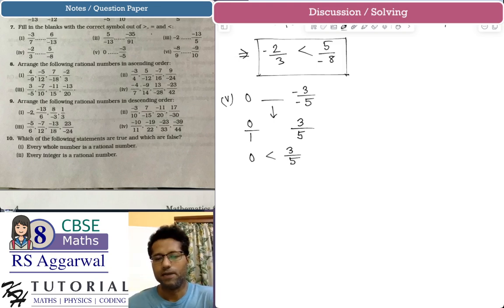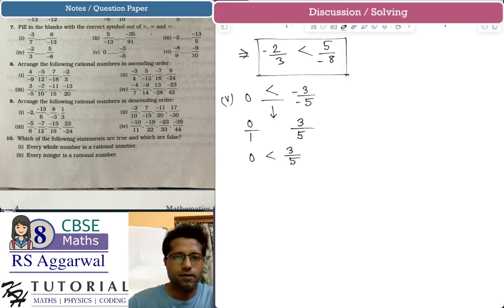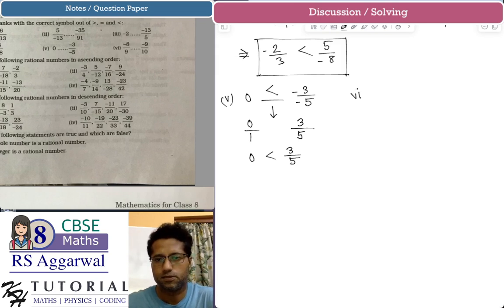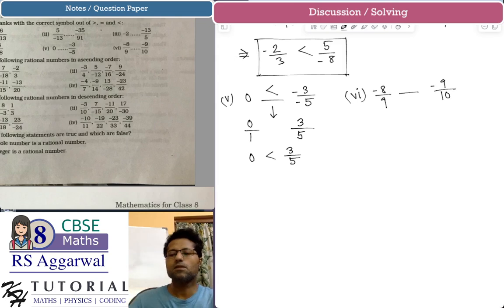So in the blanks, the relational operator will be less than. Okay, and we have part 6, which is minus 8 by 9 and minus 9 by 10. Now both the rational numbers are already in standard form.